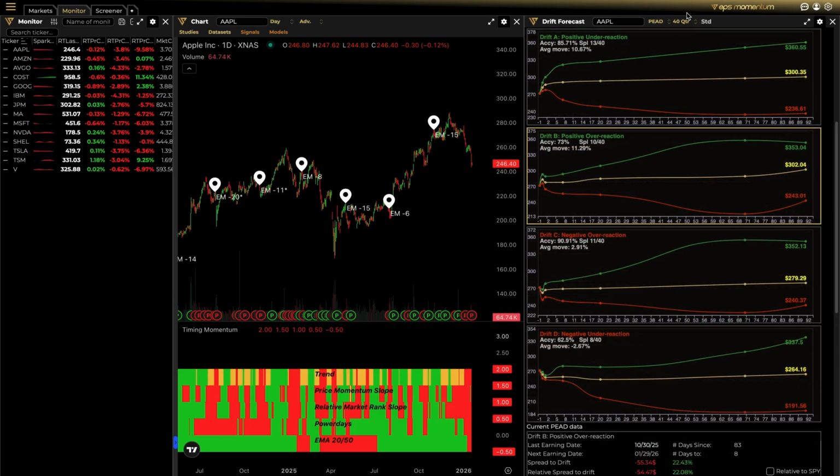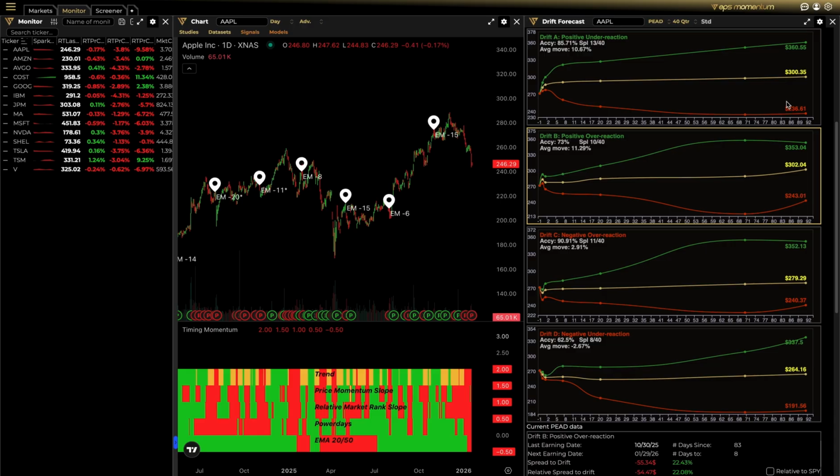In this Apple example, the analysis is based on 40 past quarters. Out of those 40 quarters, 13 fall into Drift A, which is positive underreaction. For Drift A, the tool calculates 3 key paths using those 13 historical samples. The yellow line represents the average move, or the mean. This shows where Apple typically trades over the quarter when this type of drift occurs. The green line shows the maximum historical move. The red line shows the minimum historical move. Together, these 3 lines form the drift cone you see on the chart.